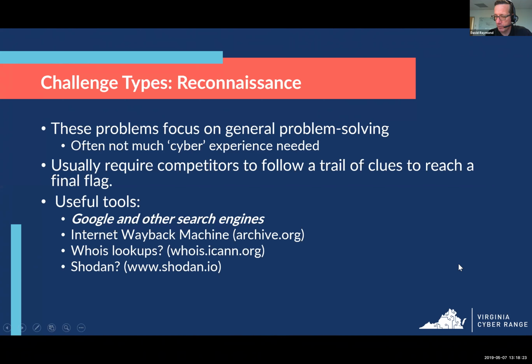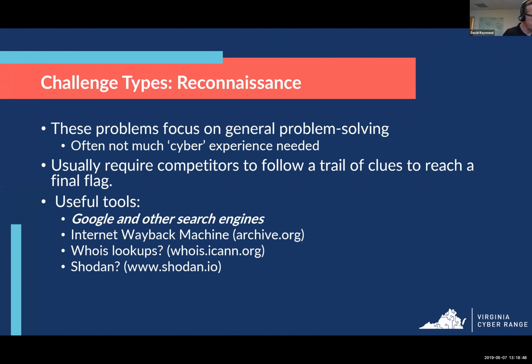So when students encounter reconnaissance challenges, these are great for new CTF solvers. If they don't have a lot of experience with crypto or with networking or whatever, you can sort of throw them at these reconnaissance challenges, and even beginner CTF players can maybe solve some pretty difficult reconnaissance challenges, because again, it's just a matter of problem solving.